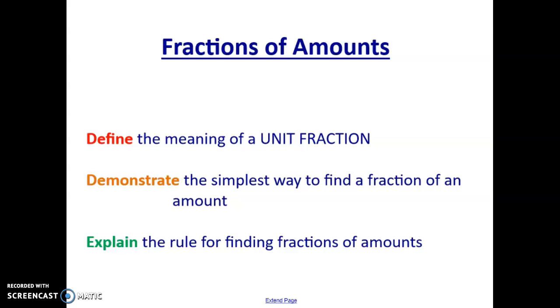In today's lesson, we're going to look at fractions of amounts. Today, we're going to try and define the meaning of a unit fraction. You're going to demonstrate the simplest way to find a fraction of an amount. And hopefully, you'll be able to explain the rule for finding different fractions of amounts.